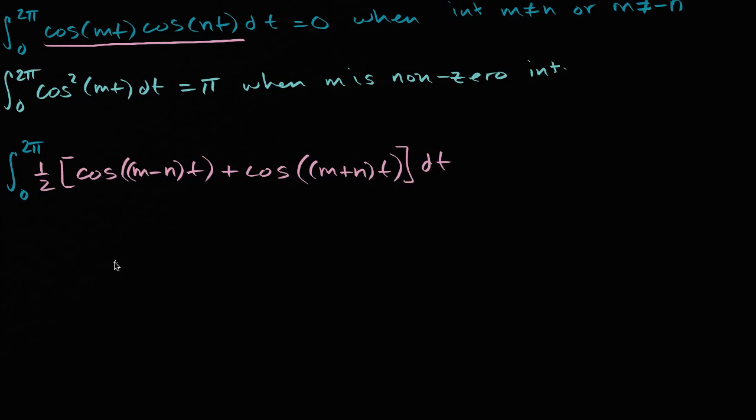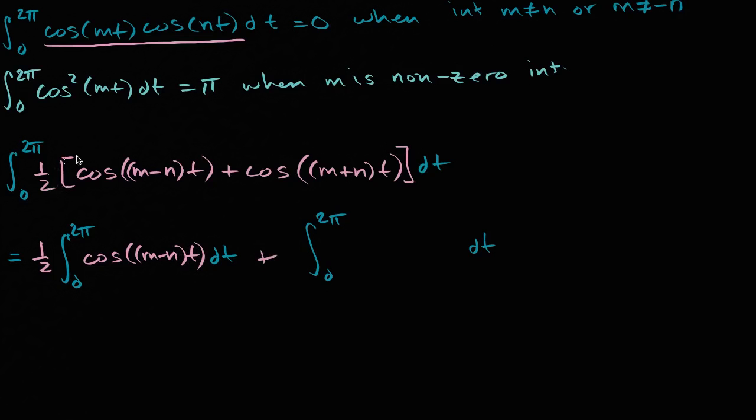So let's think about two situations. Let's think about the first situation. Actually, let me now use some integration properties to expand this out a little bit. I'm going to write this as two different integrals, one integral from 0 to 2 pi and another integral from 0 to 2 pi. So this is going to be 1/2 times the integral of cosine of (m minus n)t dt, and then plus, distributing the 1/2 and using some integration properties, 1/2 times the integral of cosine of (m plus n)t dt.